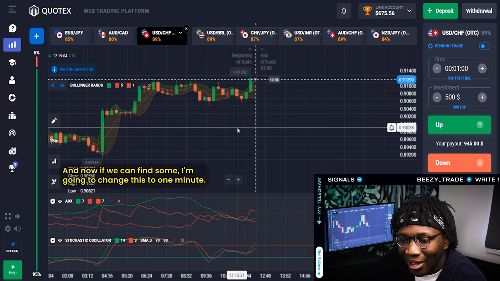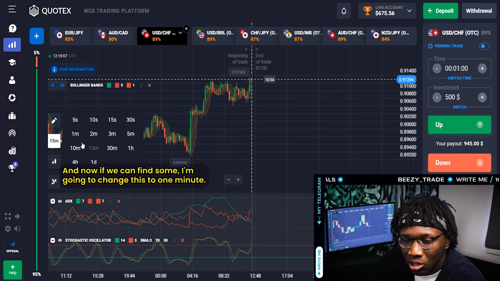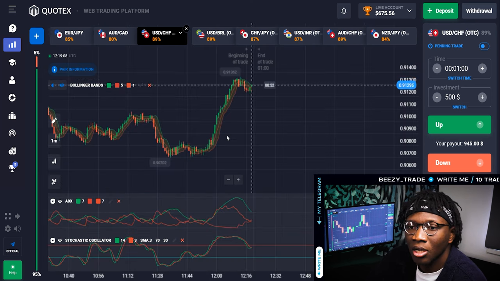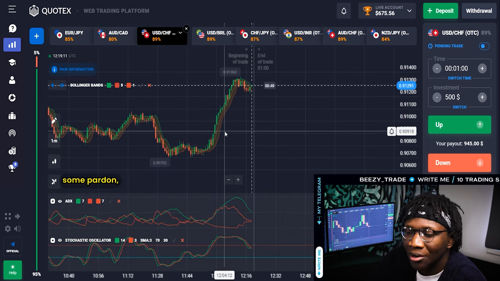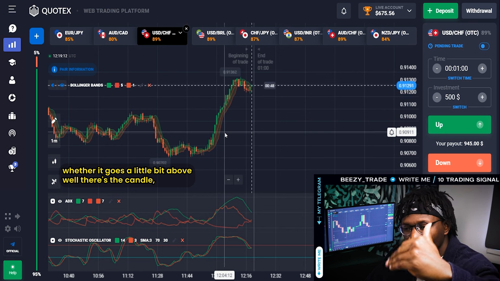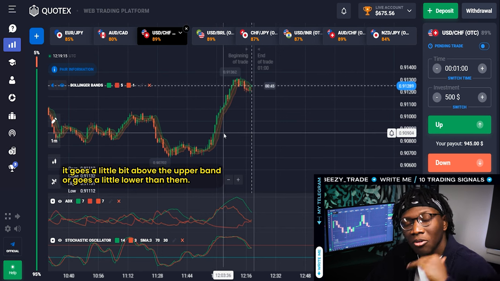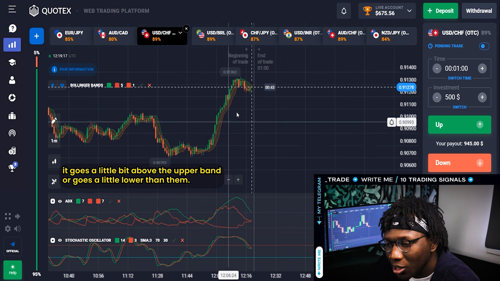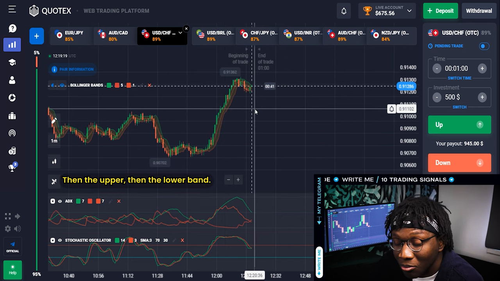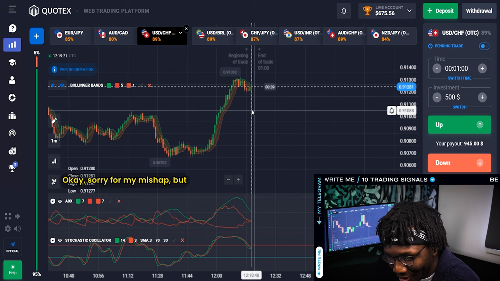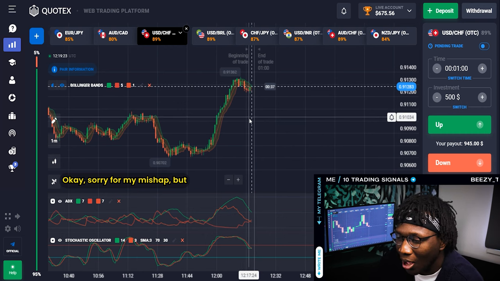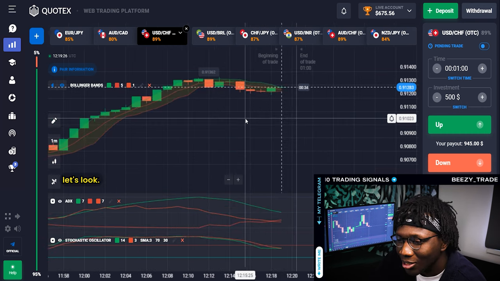And now I'm gonna change this to 1 minute. If we can find some pattern, whether the candle goes a little bit above the upper band, or it goes a little bit lower than the lower band, okay? Sorry for my mishap. But let's look.